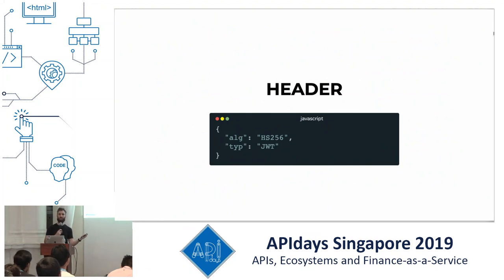We're going to see later that you can sign JSON Web Tokens to verify their contents. In this instance, it's used the algorithm HS256. And the type is a JSON Web Token. This is also metadata, which tells you a bit more about the token itself.